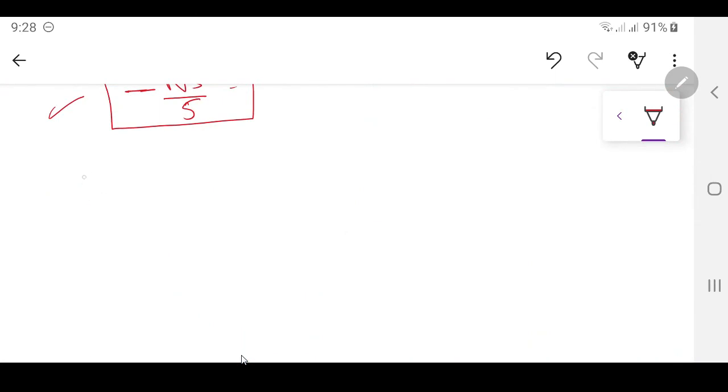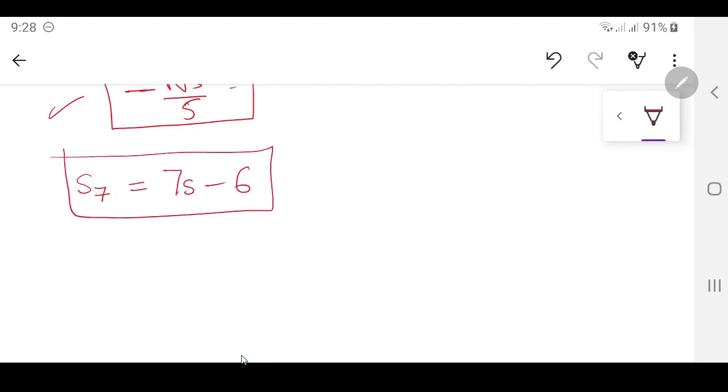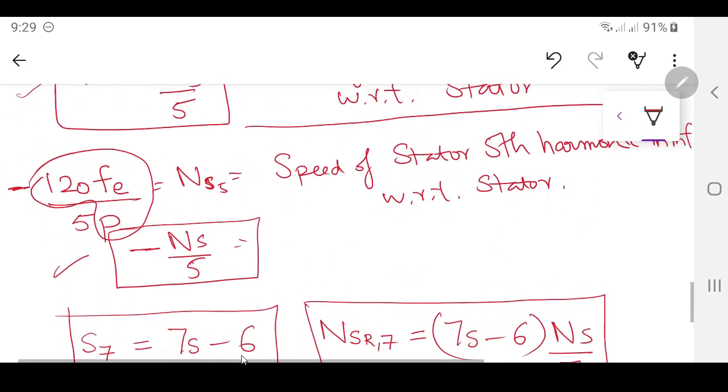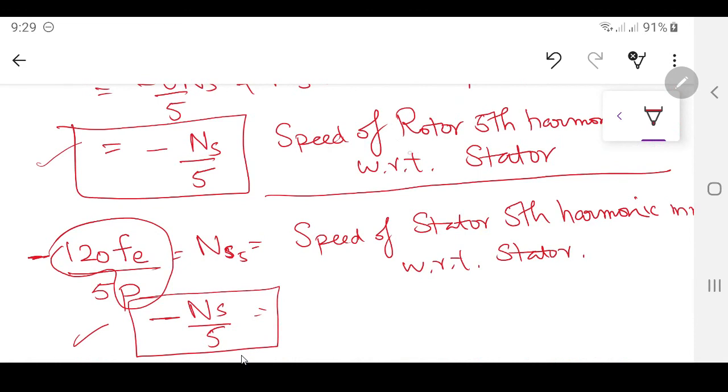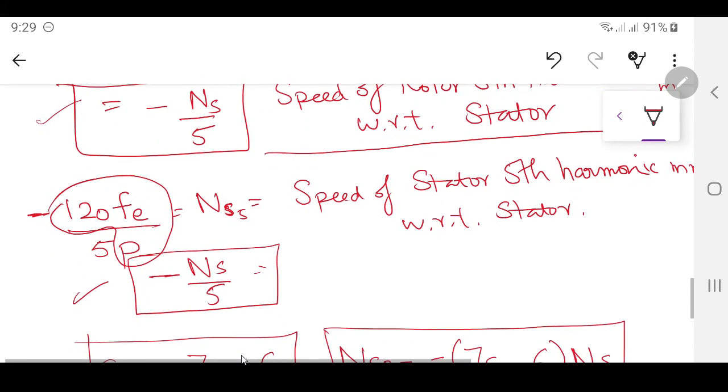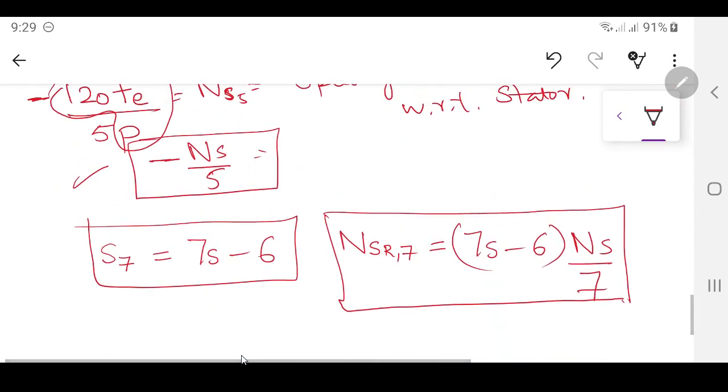So for the seventh harmonic, the S7 which you are going to find out is going to be 7S minus 6, and NSR comma 7, which is the rotor MMF seventh harmonic speed with respect to rotor, will be equal to 7S minus 6 into NS by 7. And when you formulate the same statement, you will find that the speed of the rotor seventh harmonic with respect to the stator is going to be ns by 7, and the speed of the stator seventh harmonic with respect to the stator is also going to be ns by 7. So you can just prove it yourself, the same stuff.